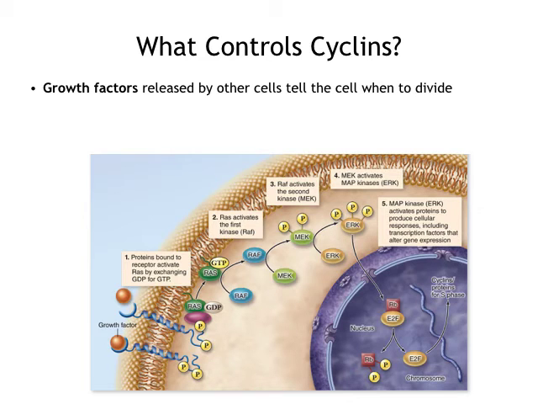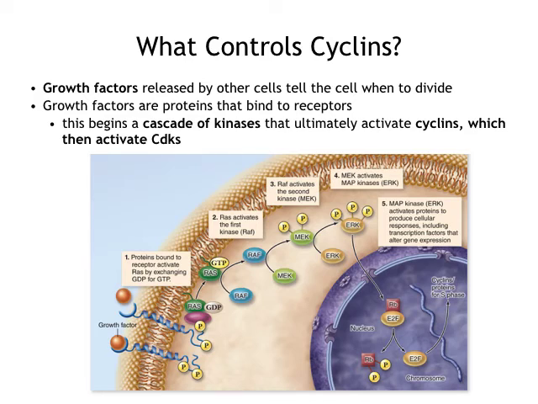So here in this figure, you have a growth factor that binds to its receptor. And a receptor is a protein that spans the membrane. It's a transmembrane protein that binds to that growth factor. And when it binds to that growth factor, it begins a cascade of kinases, these proteins that phosphorylate other proteins, that will ultimately activate cyclins. So if you follow this cascade of kinases, RAS activates RAF, which activates MEK, which activates ERK, right? I'm at step 4 of this.